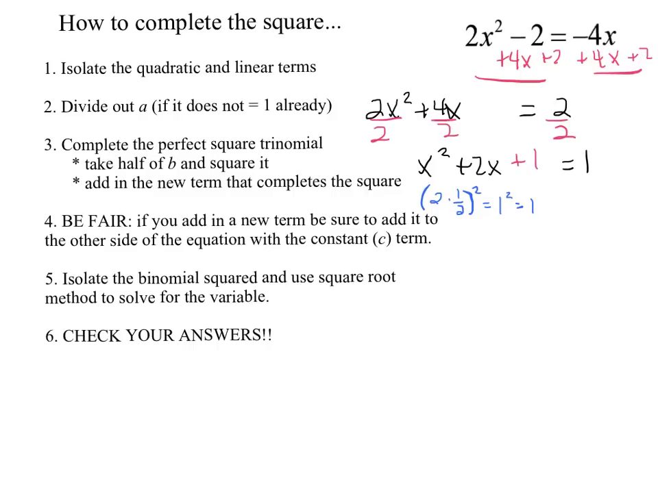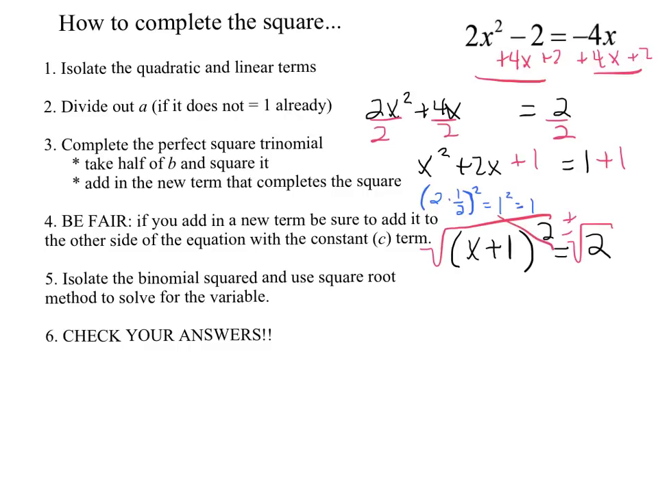But I have to be fair using the property of equality, and if I add it in on the left, I also have to add it in on the right. Now we're ready to simplify. We created this perfect square trinomial, so we know exactly what it's going to factor to: x plus 1 quantity squared equals 2. I've now isolated the binomial squared, and I can use the square root method to solve. Take the square root of both sides. When I put the square root, I also have to add the plus or minus.